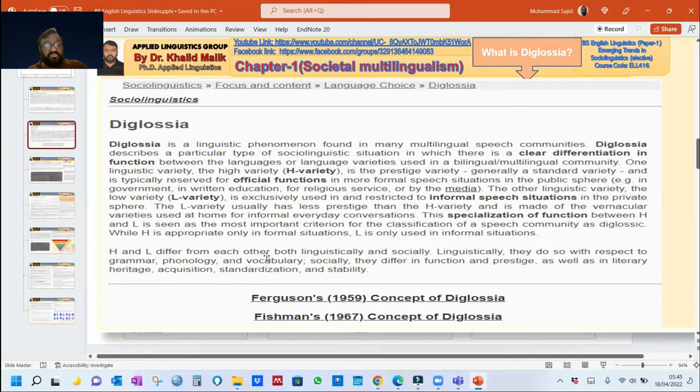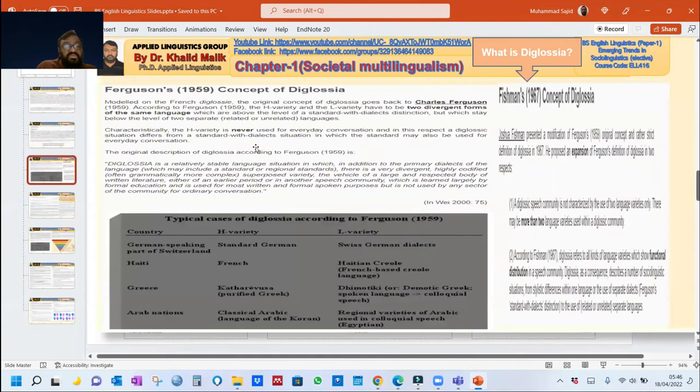H and L differ from each other, both linguistically and socially. Linguistically, they do so with respect to grammar, phonology, and vocabulary. Socially, they differ in function and prestige, as well as in literary heritage, acquisition, standardization, and stability. So far, the concept of diglossia was given first in 1959 by Ferguson. Then the same concept was revived by Fishman in 1967. So now we have to see in detail.